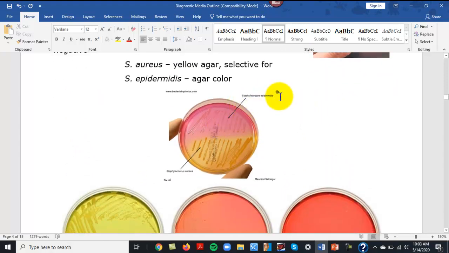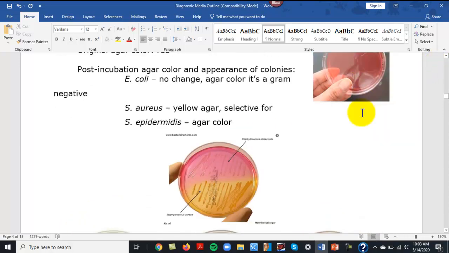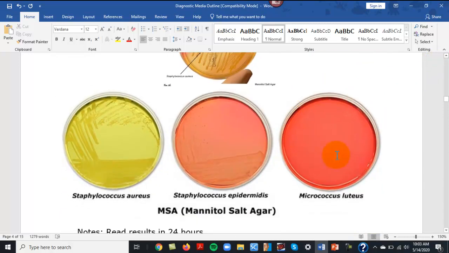Here's a plate, and that writing is very small, I'm sorry, but somebody streaked Staph epidermidis, which is on skin, on this side, and they streaked on this side over here, the yellow, Staphylococcus aureus. And you can see the Staph aureus turned it yellow. The Staph epi pretty much stayed the original color. And that's what this is showing.